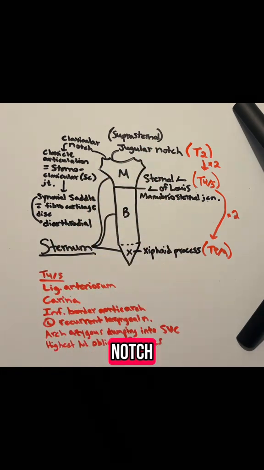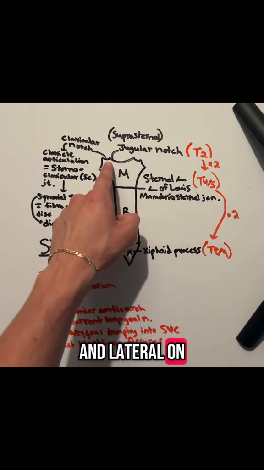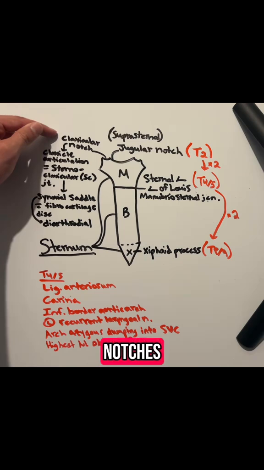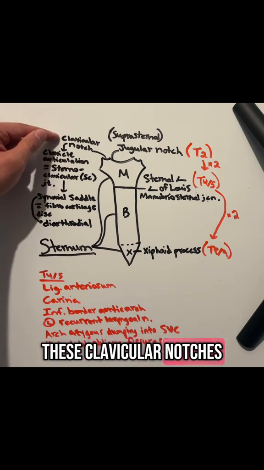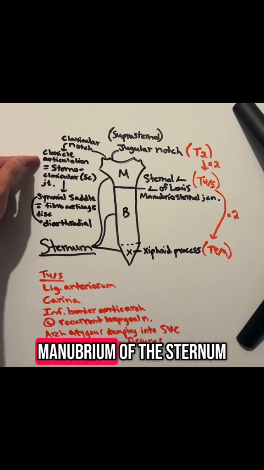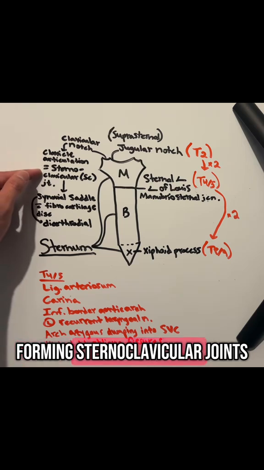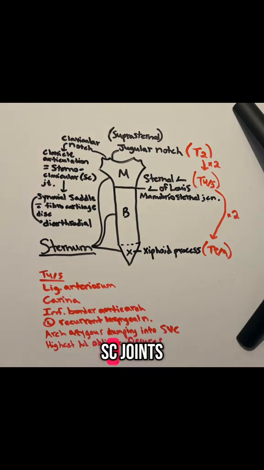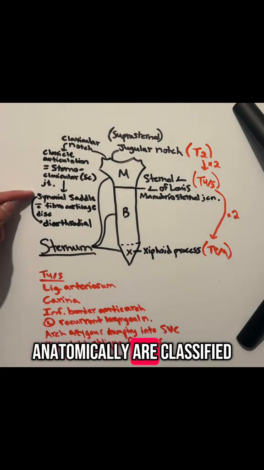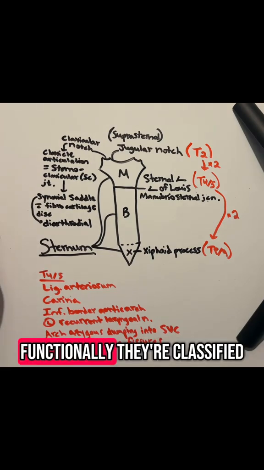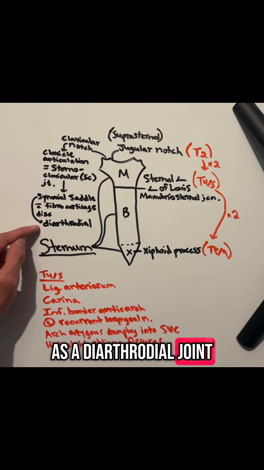And lateral on either side, left and right of this jugular notch, we have clavicular notches. These clavicular notches represent the articulation point, the clavicle will articulate with the manubrium of the sternum, forming sternoclavicular joints on the left and right side, commonly known as our SC joints. And these SC joints anatomically are classified as a synovial joint, and the type is a saddle joint. Functionally, they're classified as a diarthrodial joint.